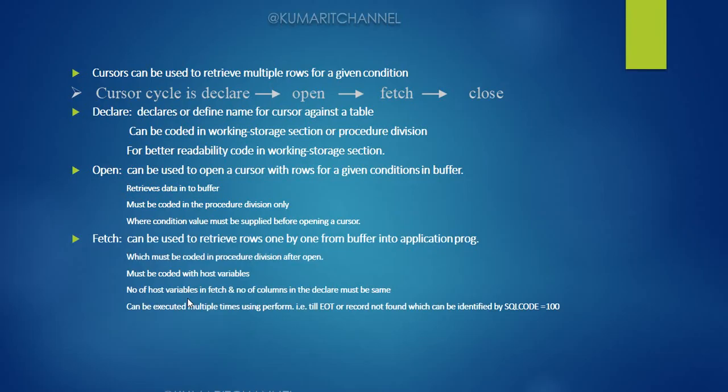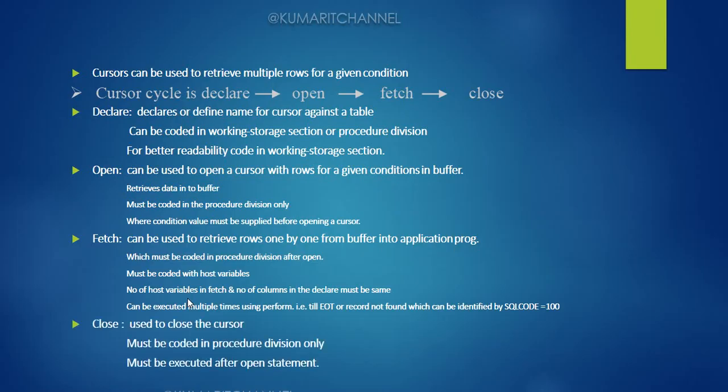Then fetch. Fetch can be used to retrieve rows one by one from the buffer into the application program. It must be coded in the procedure division after open, and must be coded with host variables. The number of host variables in fetch and the number of columns in the declare must be the same. It can be executed multiple times using perform till the end of the table or the end of the record is reached. Close. Use it to close a cursor; it must be coded in the procedure division only, and must be executed after open. So if you are good with this, you're ready to start programming cursors.